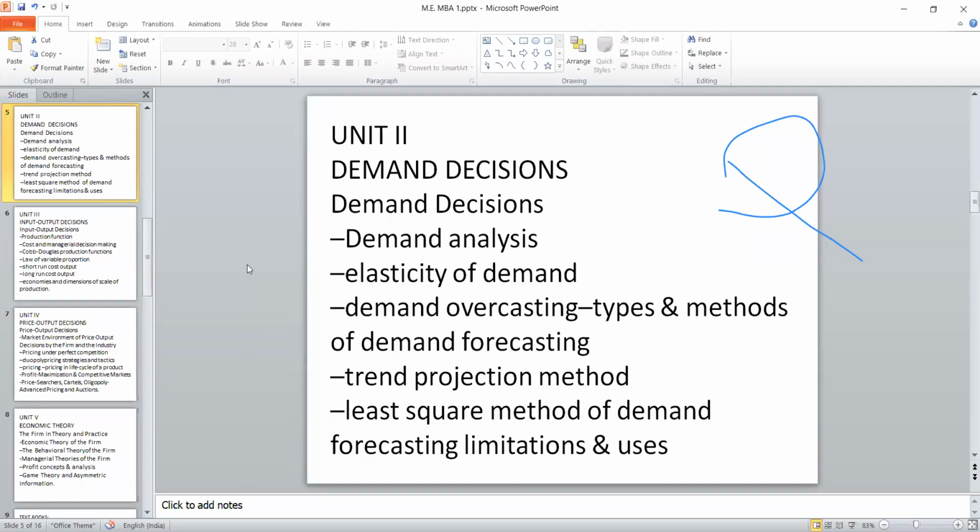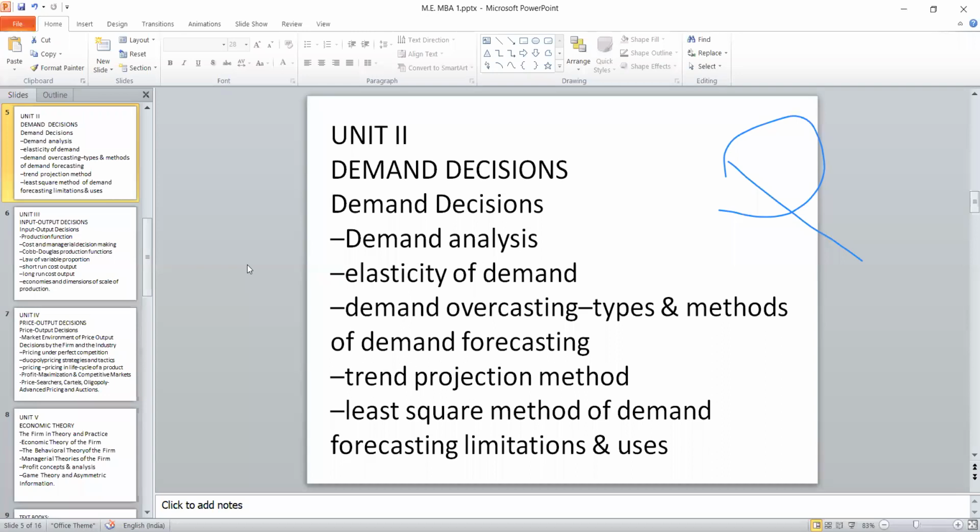Then once we know the link between demand and the price, the law of demand, we can move to the elasticity of demand: price elasticity, income elasticity, cross elasticity, advertisement elasticity, like different elasticities. Once we know the law of demand and elasticity of demand, the next stage is to forecast the demand. Why do we have to forecast?